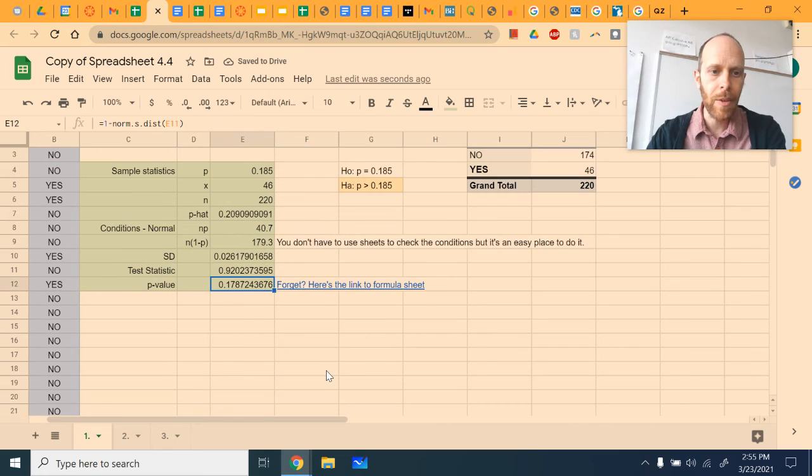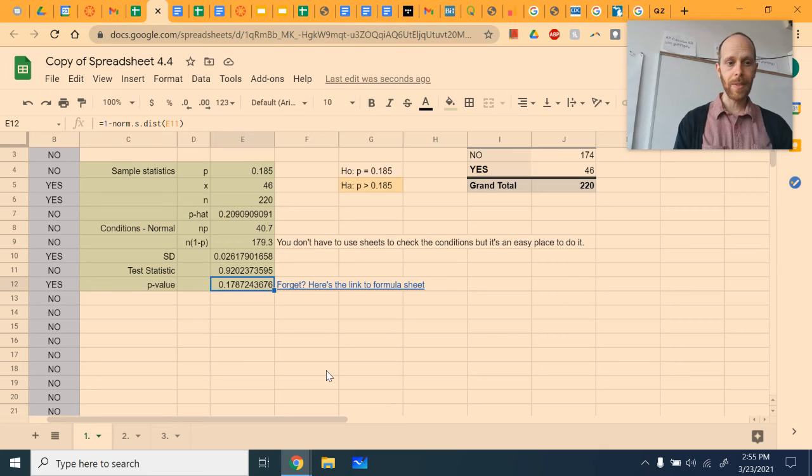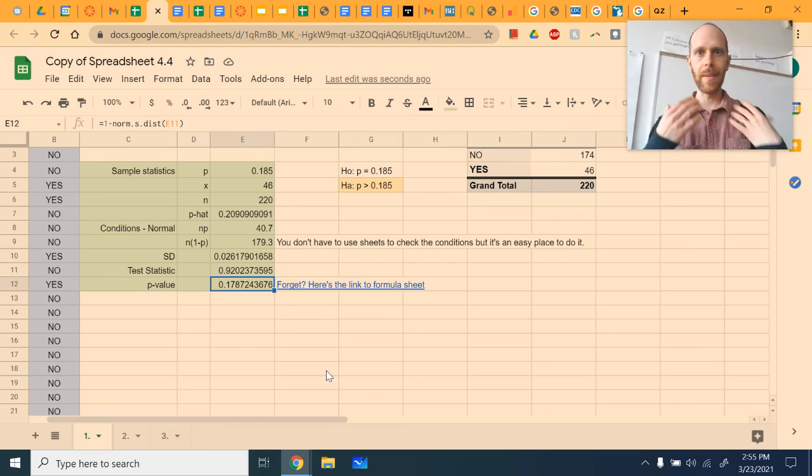So there's our p-value. It's 17.87%. So we failed to reject the null hypothesis. There is insufficient evidence that the proportion of people that died of cancer on this set is unusually high.